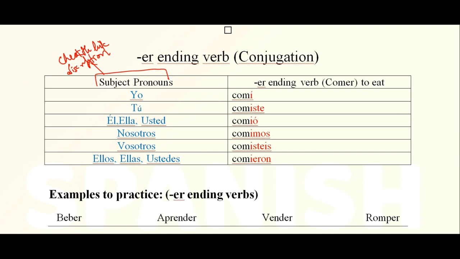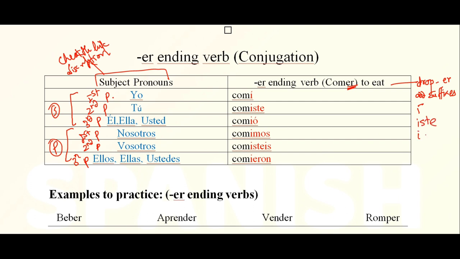Now, what to do? As we know, this is an ER ending Spanish verb. Subject pronouns, yo, tú, él, ella, usted means singular, first, second, third person. And first, second, third person plural, nosotros, vosotros, ellos, ellas, ustedes. In this regard, we are going to get six conjugations. The verb taken is comer. This is a verb ending with er. We have to add suffixes: í with accent, that is I in English, iste, ió, imos, isteis, ieron. This is Spanish pronunciation.